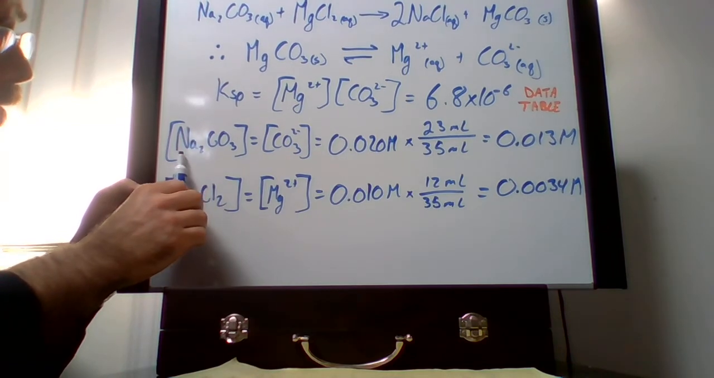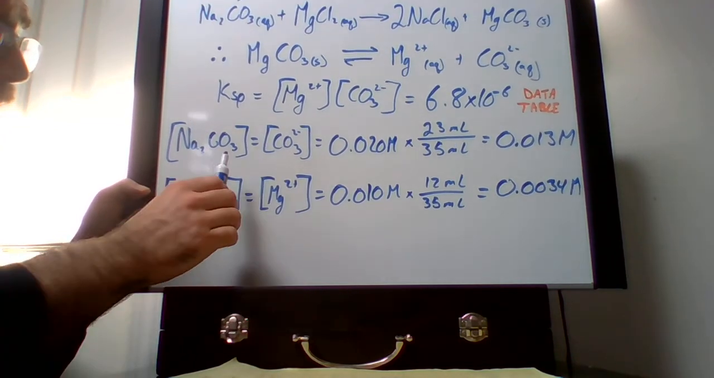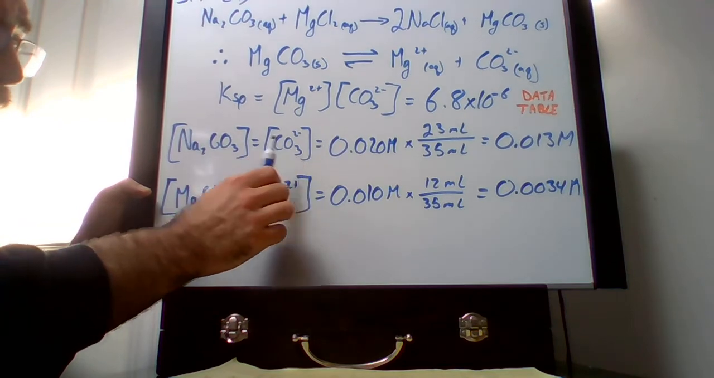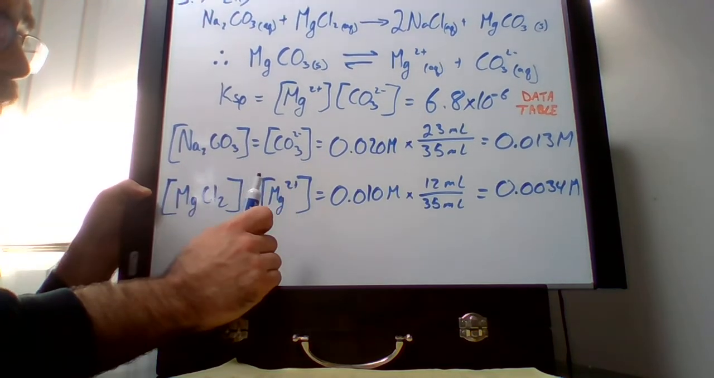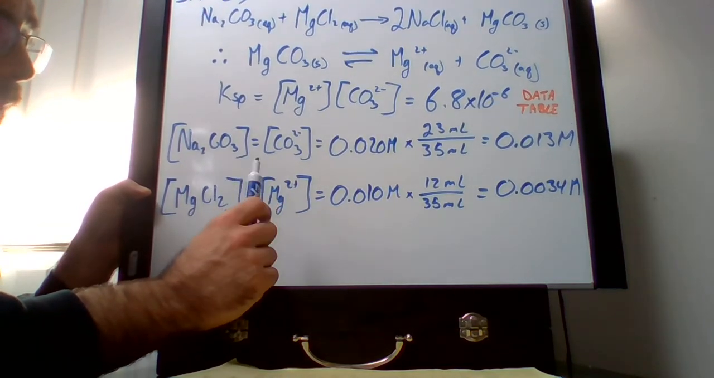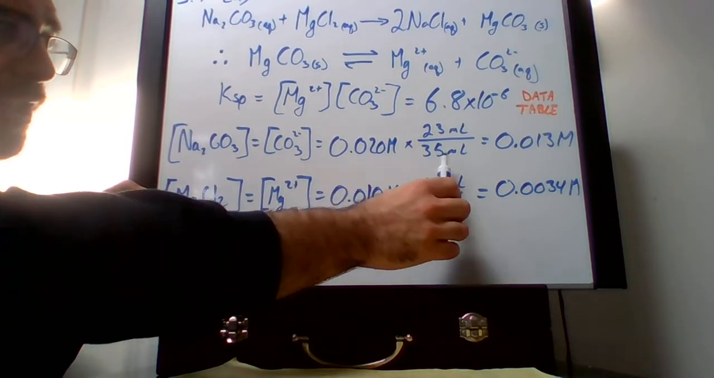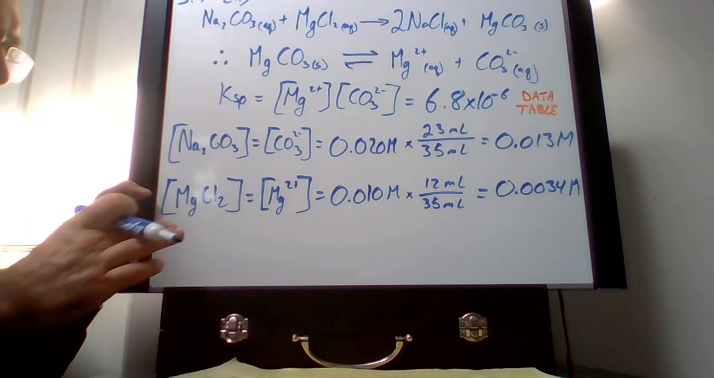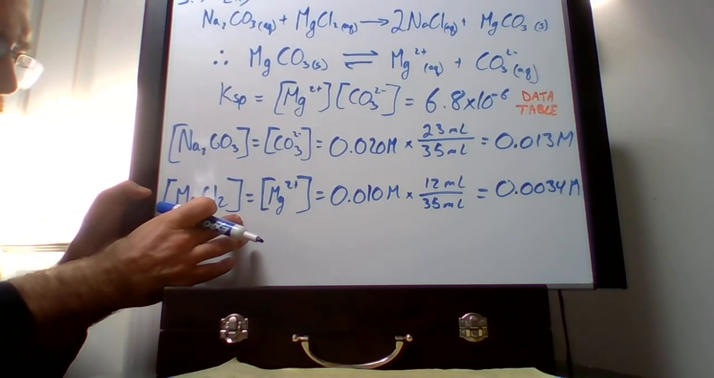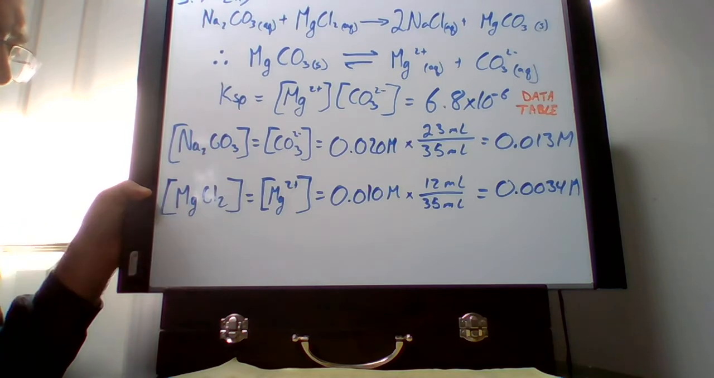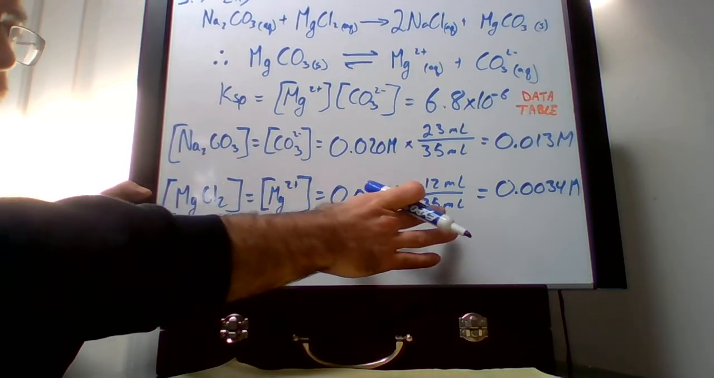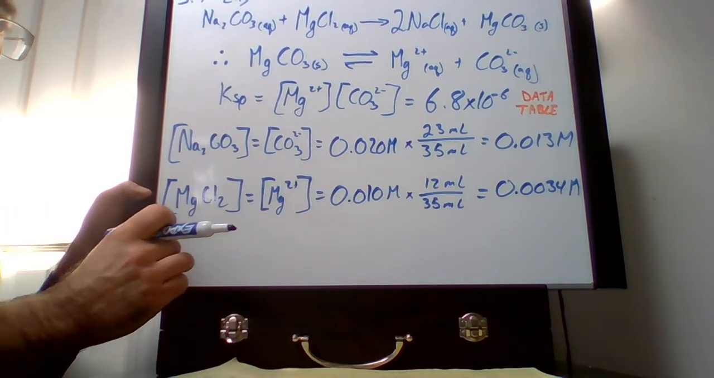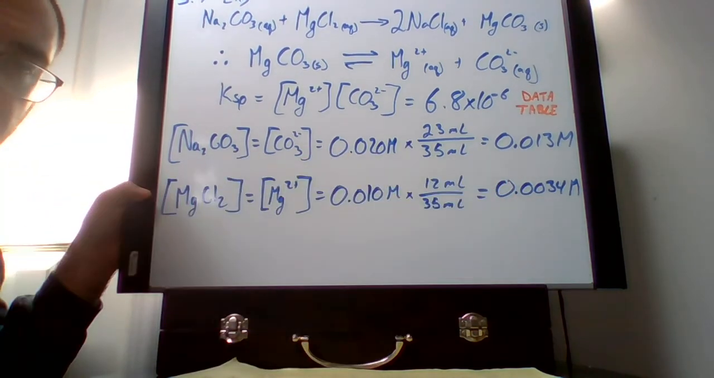But taking my concentration of sodium carbonate, that is a 1-to-1 ratio with the carbonate ions, so I don't have to worry with any conversions in there. I just have to dilute that and I get this value of 0.013. Performing similar calculations for the magnesium chloride, it's again 1-to-1 with the magnesium ions, so I can just dilute the magnesium chloride solution to the total volume and get a 0.0034 molarity.